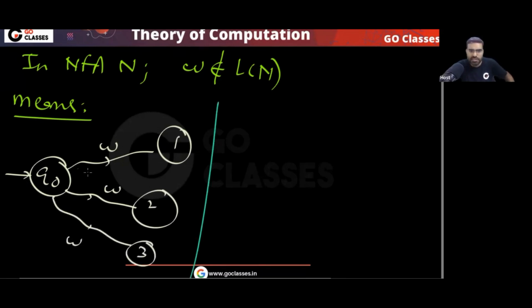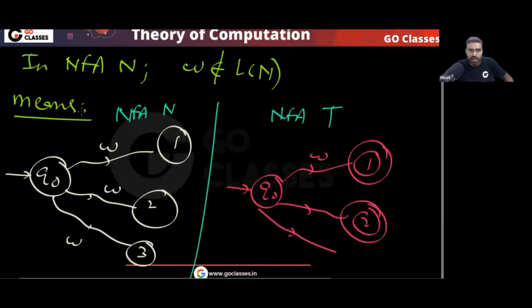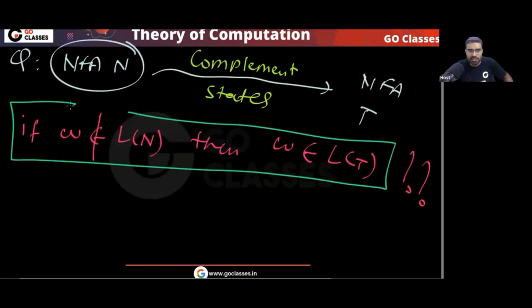So if I complement the states, W should be accepted. Yes or no? This is your NFA N. So if I complement the states, W will be accepted. Is this reason correct? So can I say if NFA N does not accept W, NFA T will definitely accept W? Is this statement true?